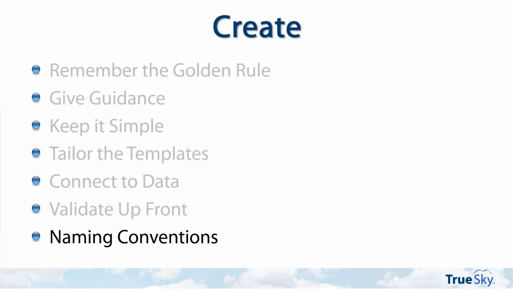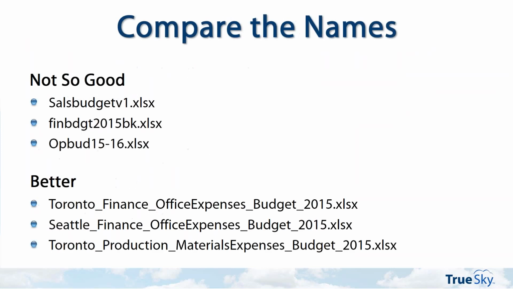All right, next one, when you're thinking about creating your templates, is think about your naming conventions. Let's talk about some things that I tend to see in real life. If you look at naming conventions for your Excel workbooks, things that are not so good would be what you would see up above. That first one, SALS budget V1, that's probably the sales budget version 1, but maybe that's the budget for salsa in your organization.